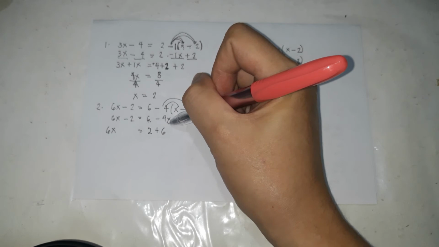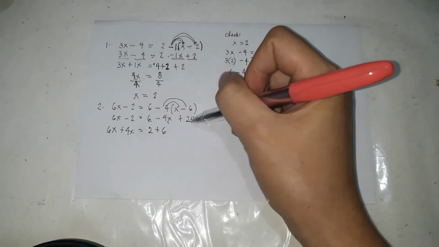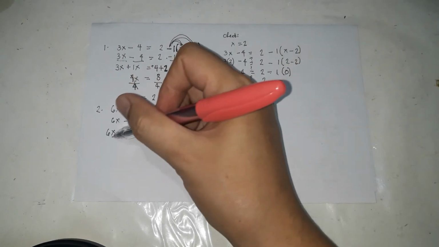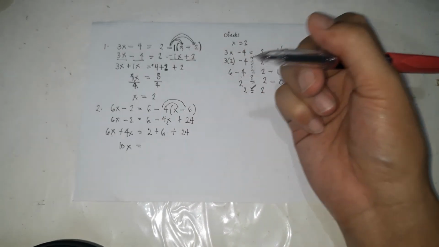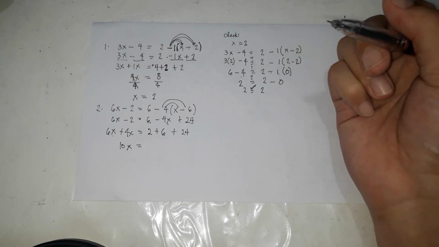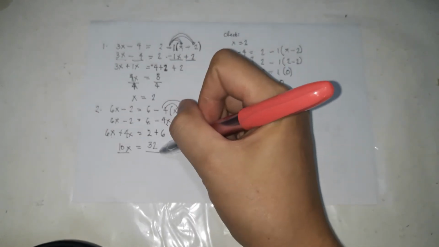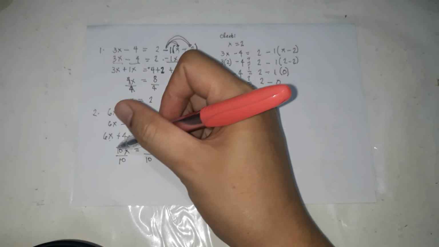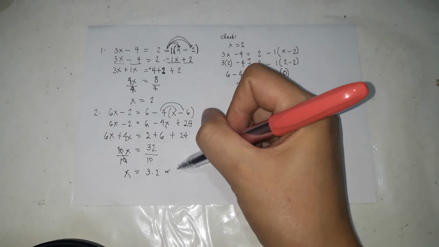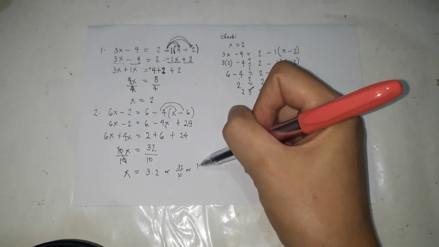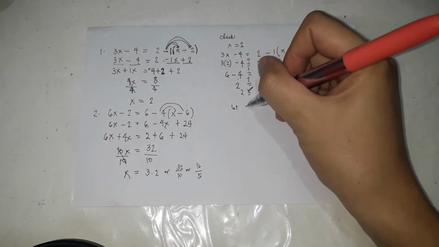So plus 6, may x siya, so ilipat mo siya sa kabila, negative magiging positive 4x plus 24, so stay. 6 plus 4, 10. Copy x is equal to 2 plus 6, that's 8, plus 24, it's 32. So 32, divide both sides by 10 para ma-cancel si 10. X now would be equal to 3.2, or 32 over 10, or 16 over 5, lowest term. Let x be equal to 3.2.